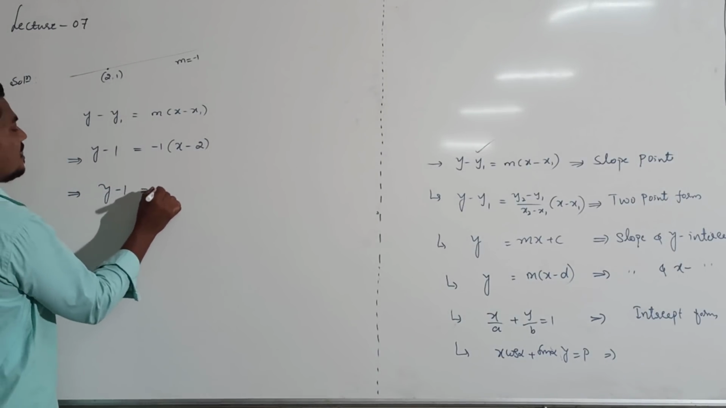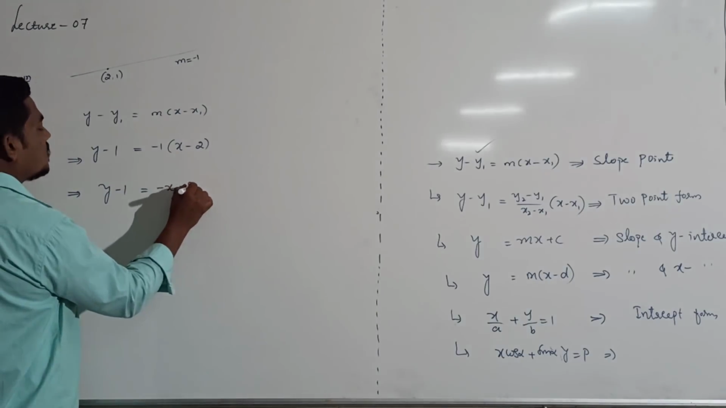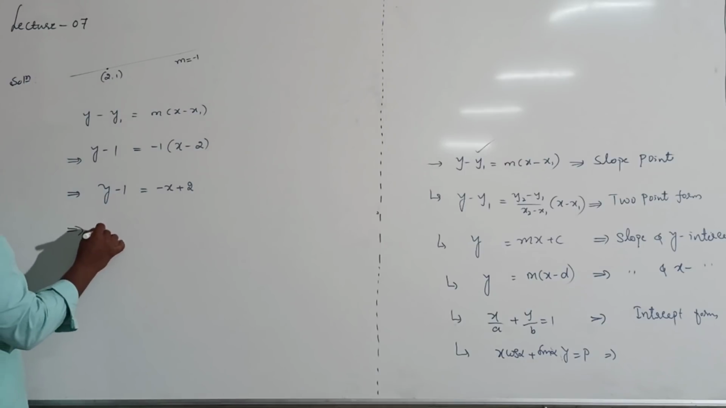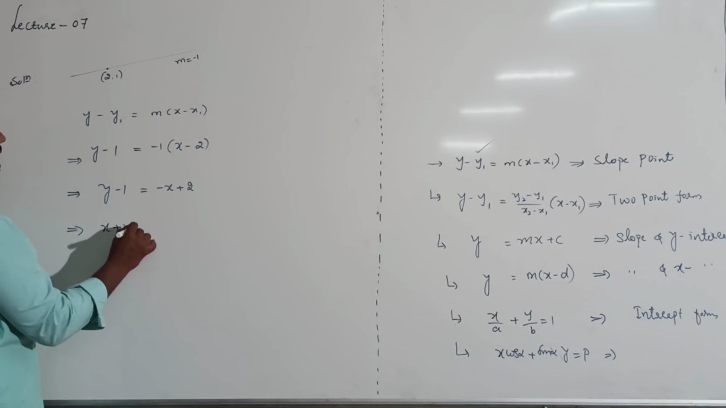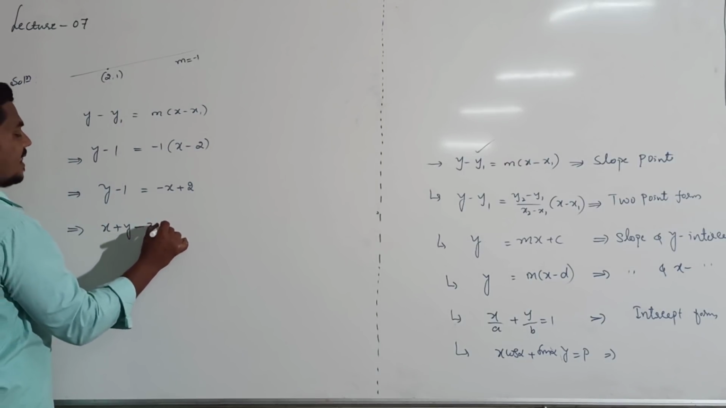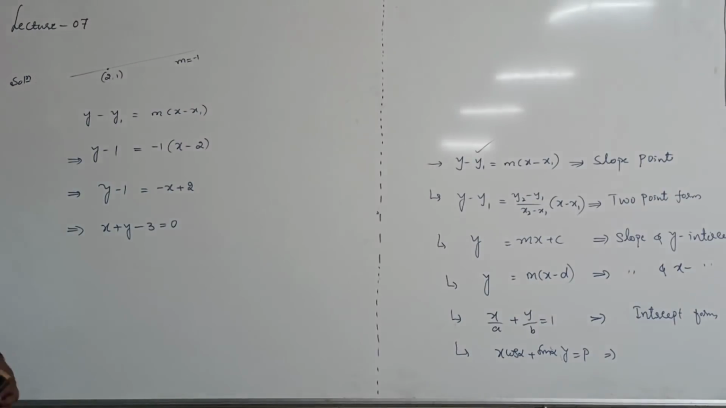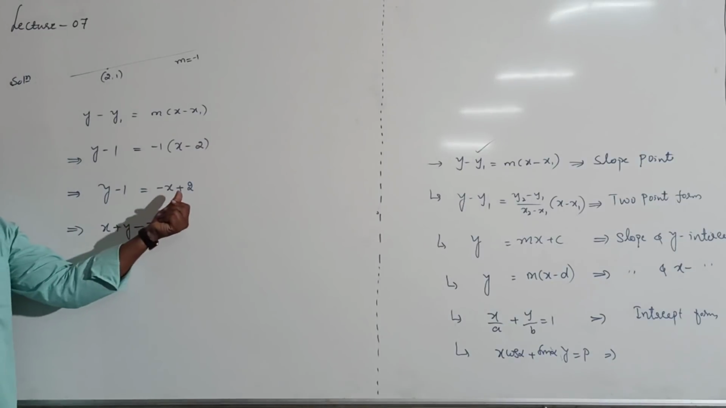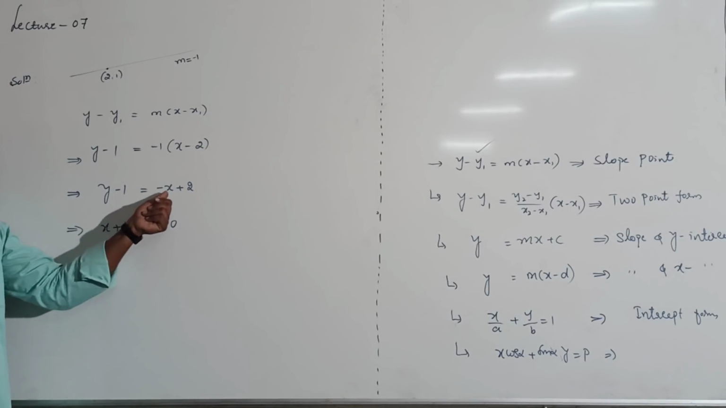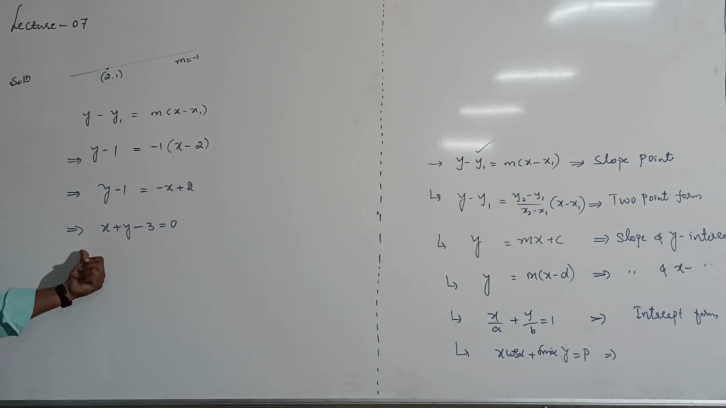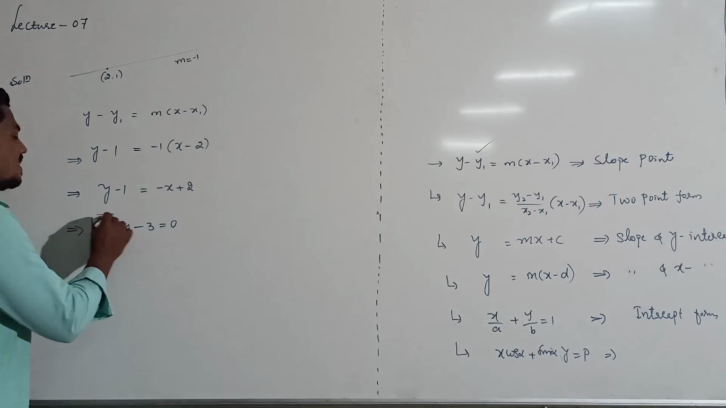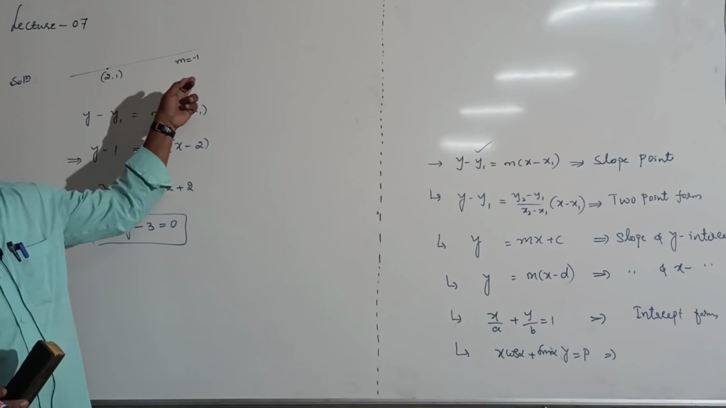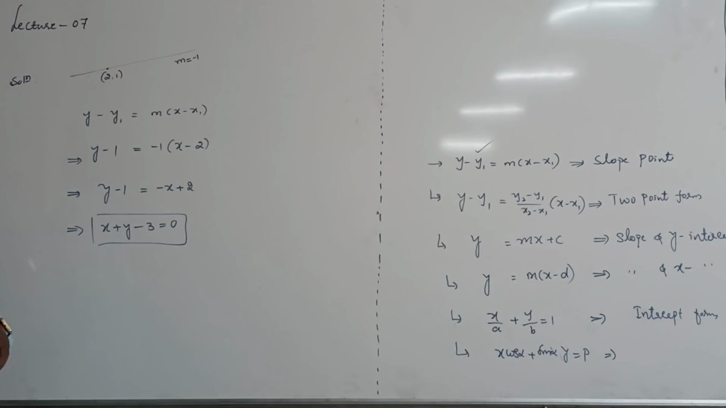y minus 1 is equal to minus x plus 2. Take these two terms into LHS. Then x plus y minus 3 is equal to 0. Take this 2 into LHS, then it will be minus 2, minus 1 is minus 3, and this minus x becomes plus x. This is the equation of the line passing through (2, 1) having slope minus 1, right?